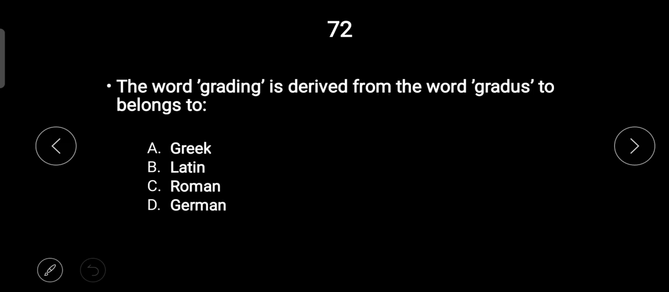Next question, question number 72. The word grading is derived from the word grades, to belong to Greek, Latin, Roman, or German. The answer is Latin. Grades is a Latin word. The word grading is derived from the Latin word grades.